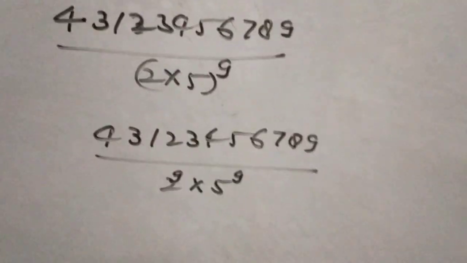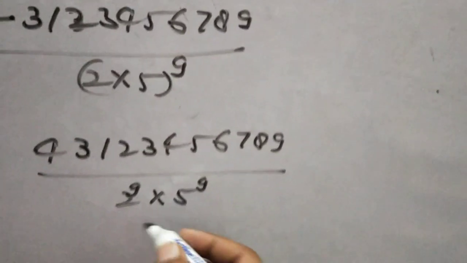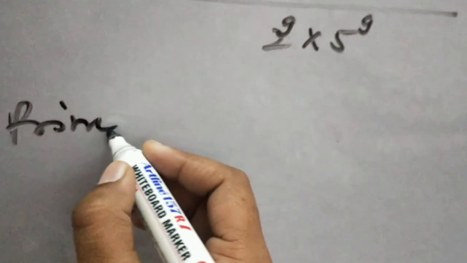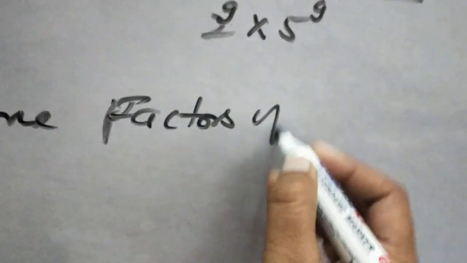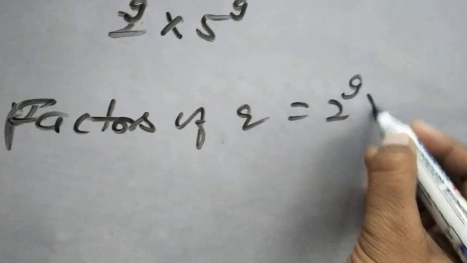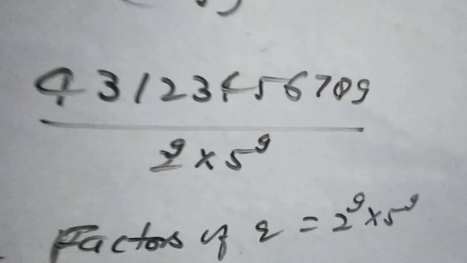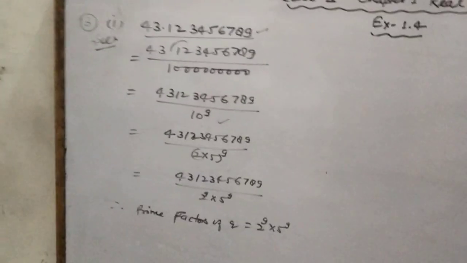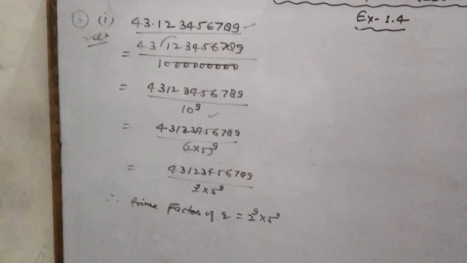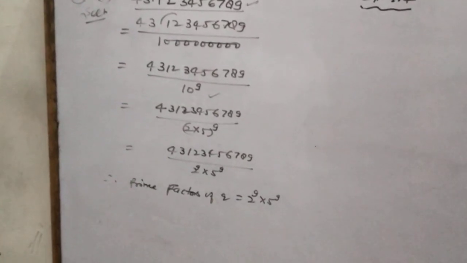Your question says write down the prime factors of q. q is the denominator, so the prime factors of q are 2 to power 9 into 5 power 9. So students, solve the remaining 2 points with the help of this one. Okay, and wait for the next video. Thank you.